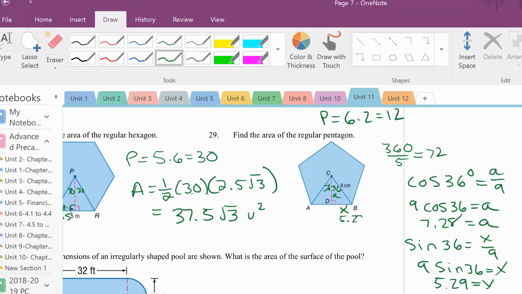Now for the whole side, you have to multiply that 5.29 times 2. So that gives you 10.58 for the whole side. So to find the area, we first have to find the perimeter, which would be 5 times 10.58. So when we multiply 10.58 times 5, it gives you 52.9.